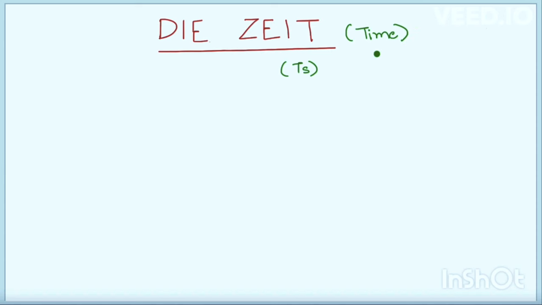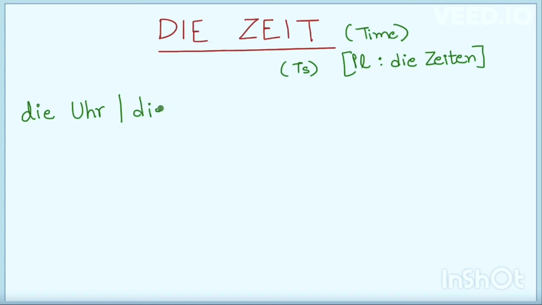The plural form of this word is die Zeiten. Die Zeit. Die Zeiten. Next, we have die Uhr. I will also write the plural form of the words that I will be explaining over here. Die Uhr. Die Uhren, which means the clock.